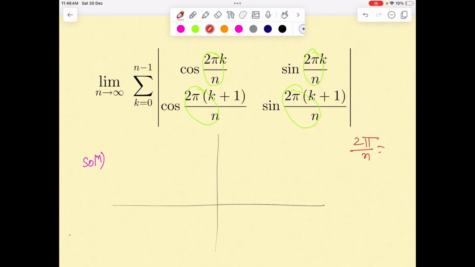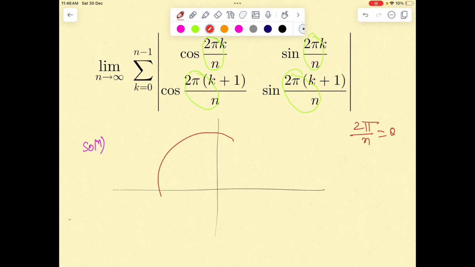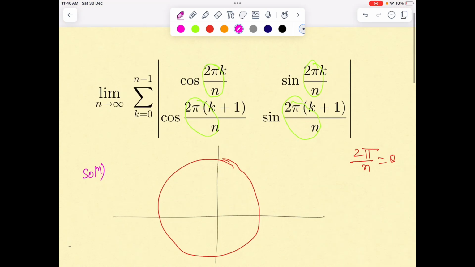And the motivation is 2 pi by n, which we can assume to be some angle theta. It feels as if a circle is magically divided into n equal parts. And then what's the significance of this angle?